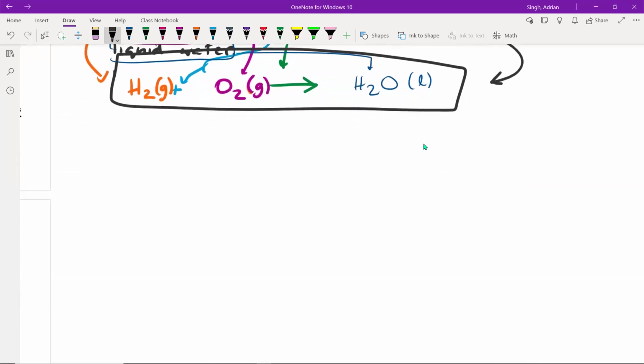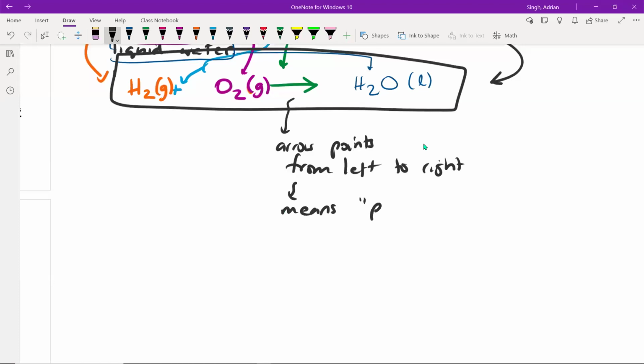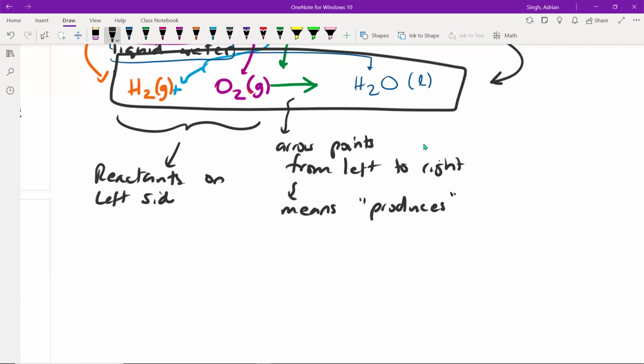All right, so when we orient ourselves with a chemical equation, there are a few things to keep in mind. This arrow here always points by default from the left to the right. And you can think of the arrow as meaning produces or yields or gives. That's what it represents. On the left side of the arrow, whatever we have there, these are called reactants. So they're on the left side of the equation.